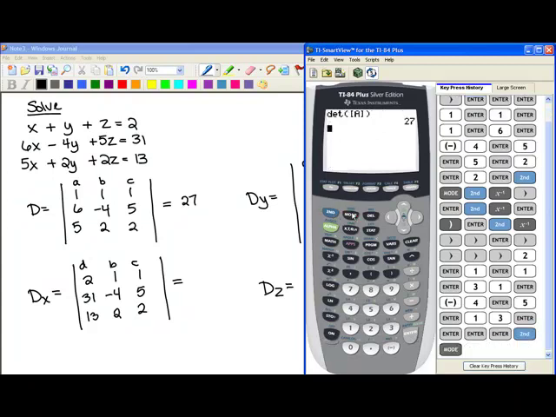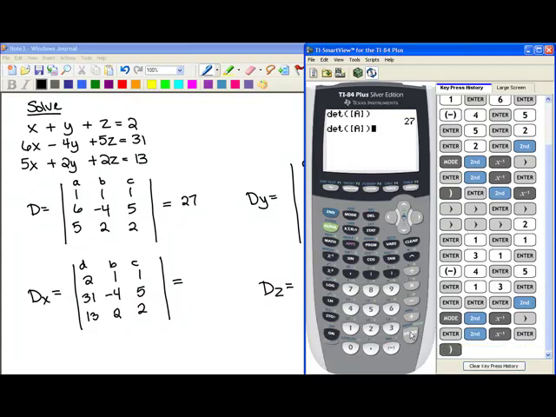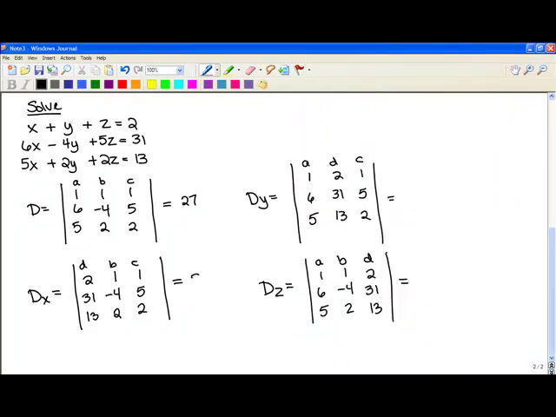Press second, quit, and then get the command determinant, second matrix, press over to the right, and then enter, and then call up the name A, second matrix, and then enter again. Close the parentheses, press enter, we get 81.